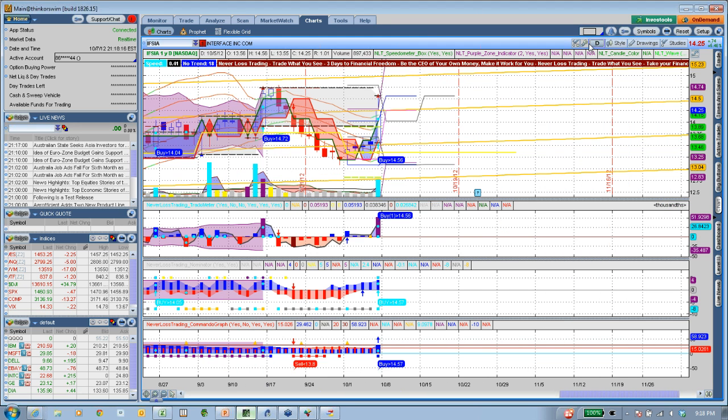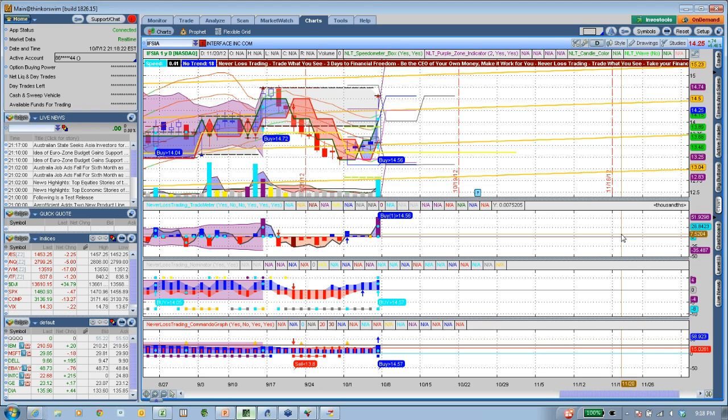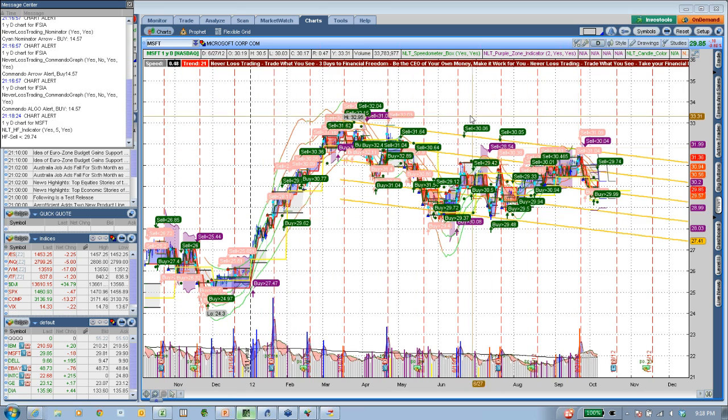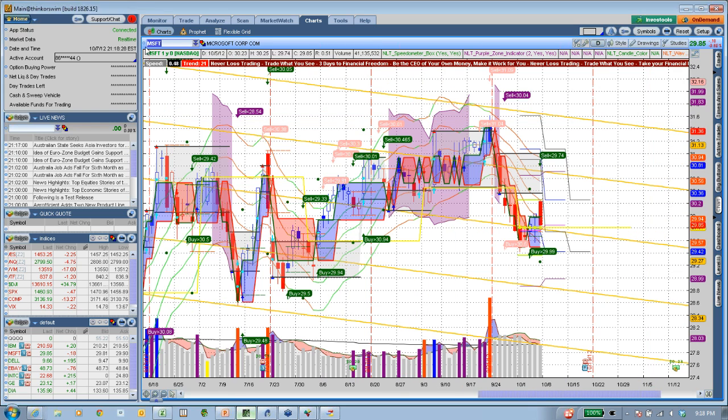Let me just look at one. I'm trying out a simpler version without as many indicators that he's now offering. Let's see, this doesn't look that much simpler, does it? Let me get IFSIA here.